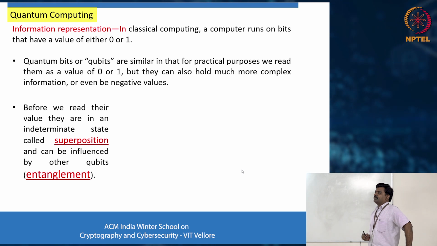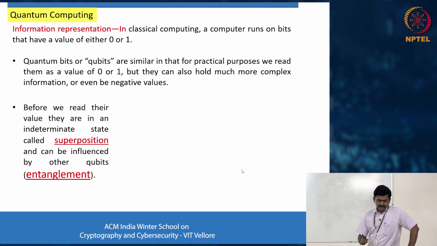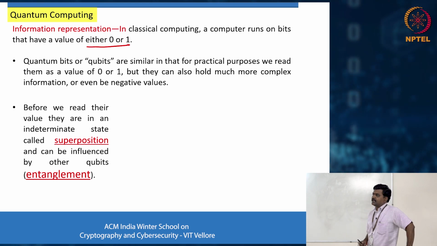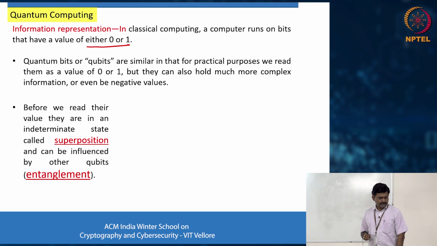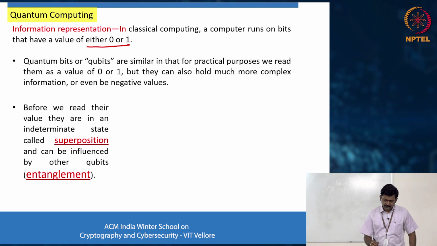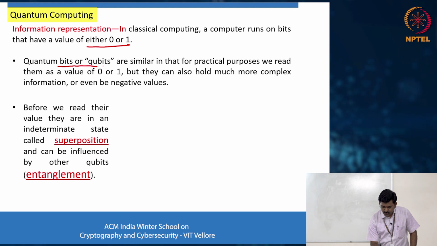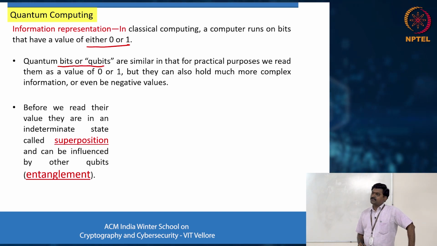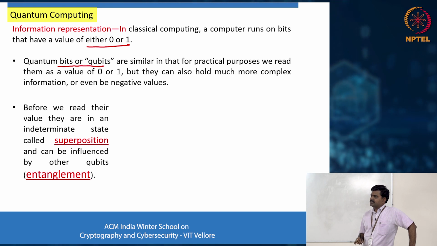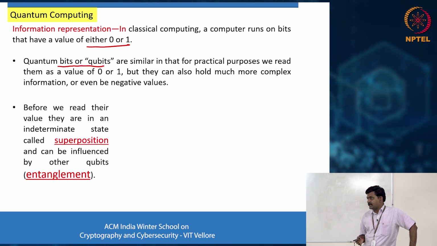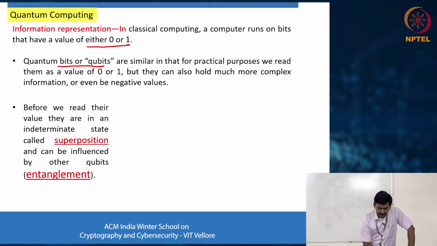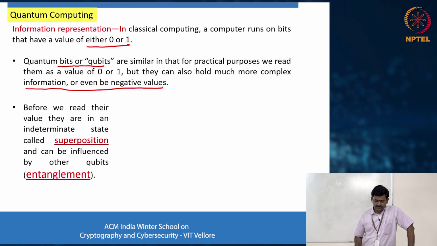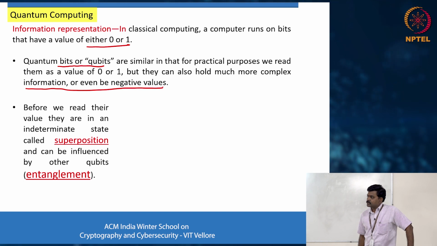Okay. If you notice, in classical computers, we take bits, they represent the information either 0 or 1, right? In the case of quantum, we call these bits qubits. What they do is represent the information not just as 0, 1, but both 0 and 1, and also the information can even be negative values. Okay. This phenomenon is called superposition.